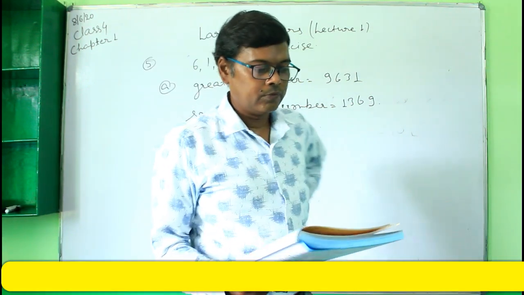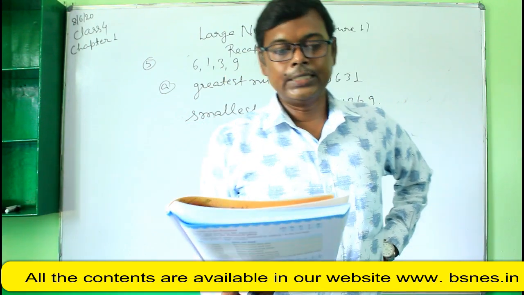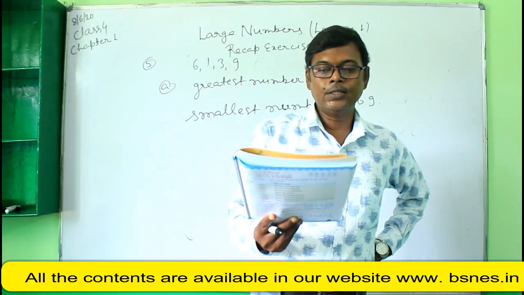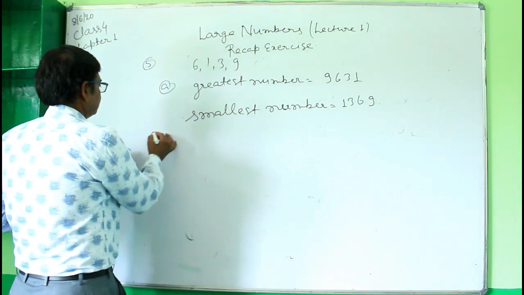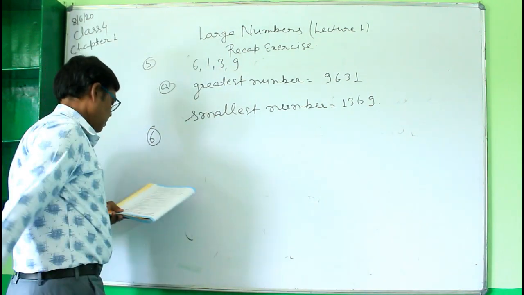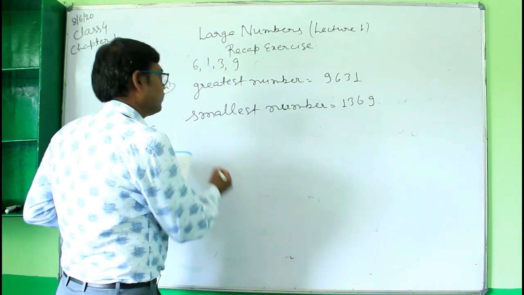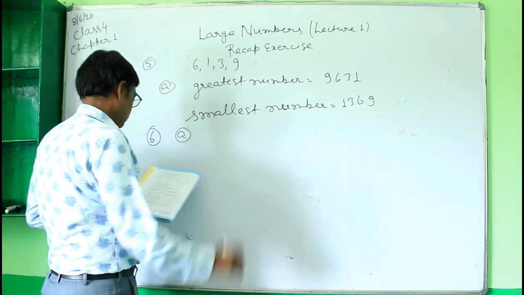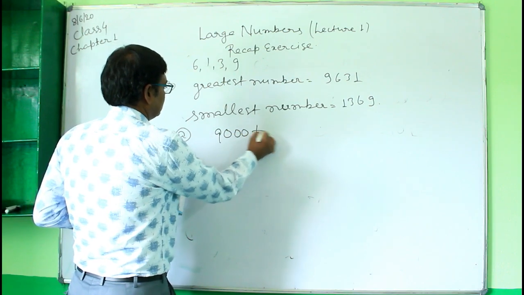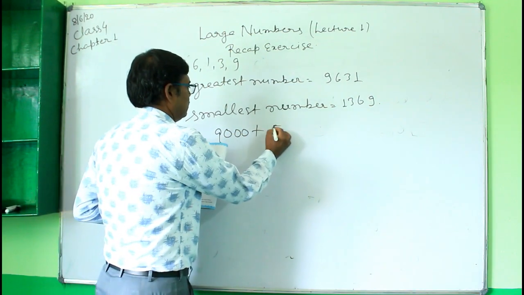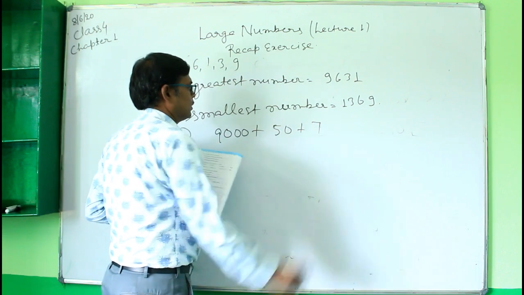So this is question number 5. Now question number 6 is: write the following in the standard form. So question A: 9,000 plus 50 plus 7.